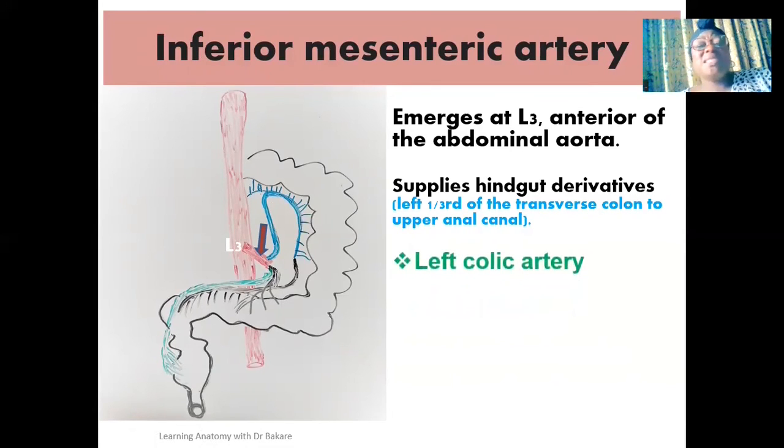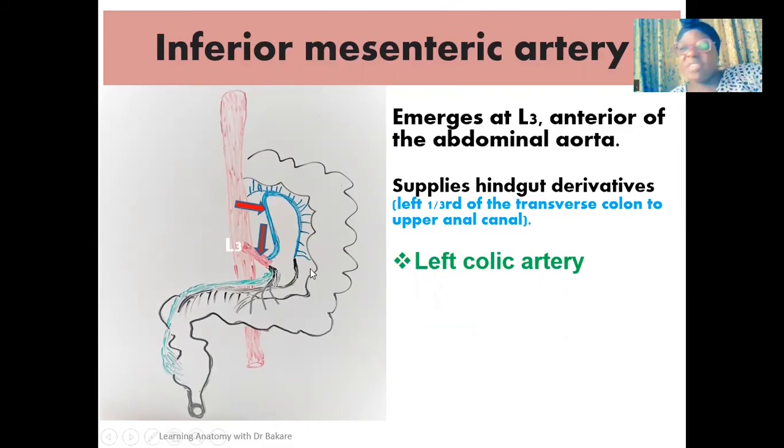So the first one is the left colic artery. Remember, we have a right colic artery, which is a branch from the superior mesenteric artery that supplies the ascending colon. So we have the left colic artery, and this is the left colic artery. This left colic artery will go and supply the left 1/3 of the transverse colon. The left colic artery also gives off branches to supply the descending colon, which is the descending part of the colon, and that is what it supplies.